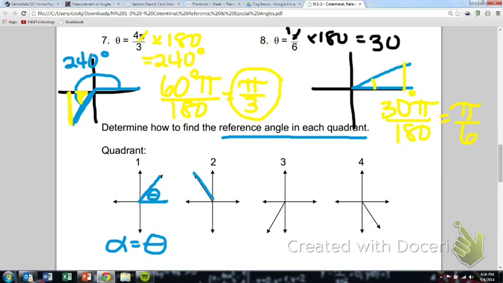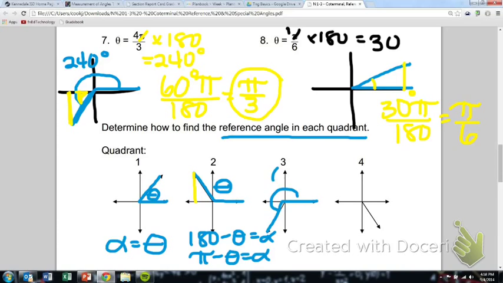In quadrant 2, since you're measuring how far your angle is from 180, the reference angle is going to be 180 minus theta if you're working with degrees, or pi minus theta if you're working with radians. Okay. In the third quadrant, this is your angle, this is theta, so you're measuring how far past 180 you've gone, so it's theta minus 180, or if you're doing radians, theta minus pi.